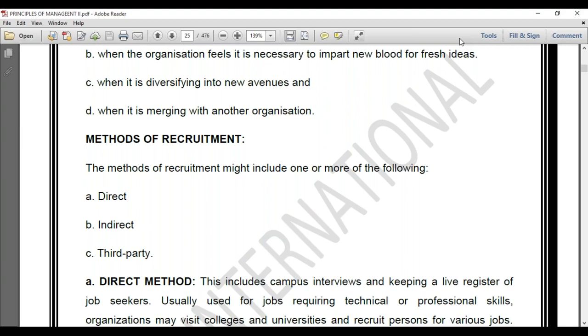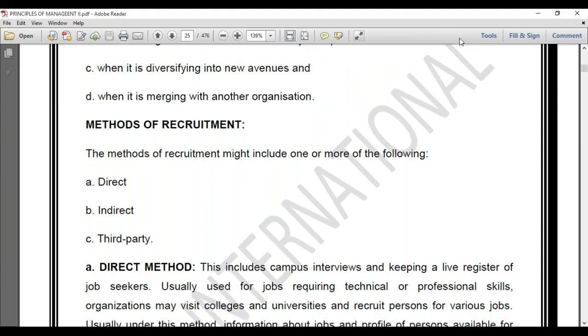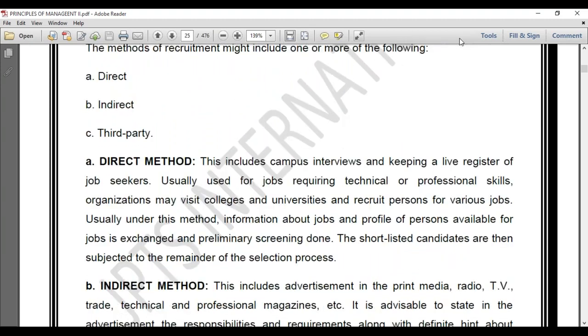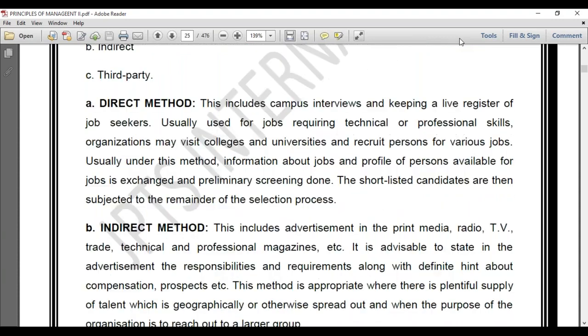So let's look at methods of recruitment. We have three methods: direct recruitment, indirect recruitment, and third party. Direct recruitment. A good example of it is when you move to campus to interview fresh graduates, or to NYSC orientation camps, to interview fresh graduates in the course of bringing them into the job. That is a direct method of recruitment.